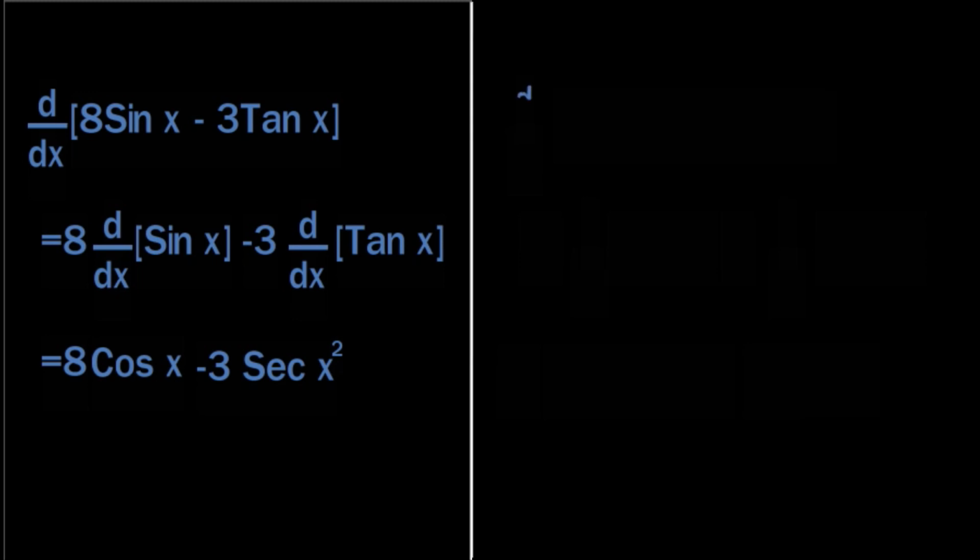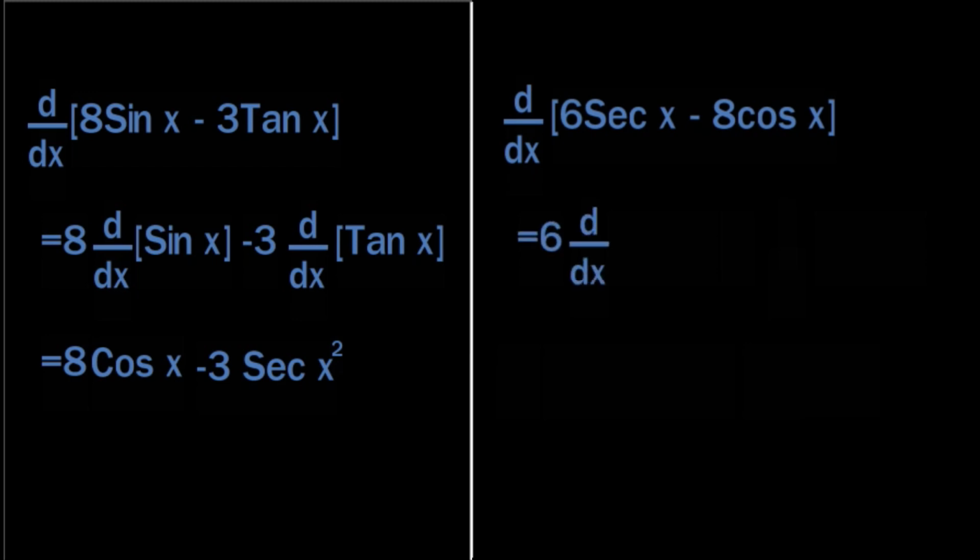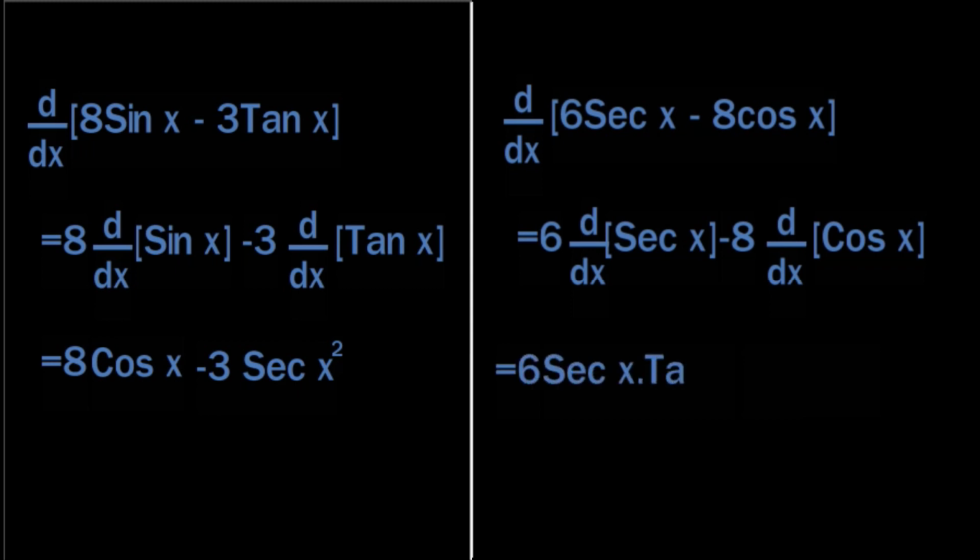Let's try one more example. Let's say we differentiate 6 secant x minus 8 cosine x. So we differentiate 6 secant x, minus the differentiation of 8 cosine x. When we differentiate secant x, what we get is secant x tangent x. And when we differentiate cosine x, what we get is negative sine x, so it becomes positive.